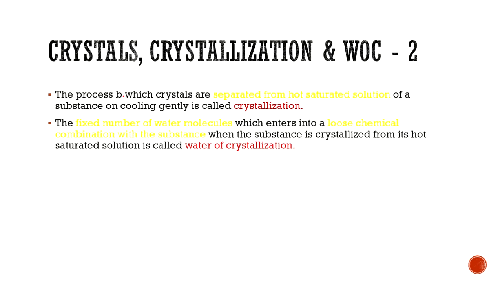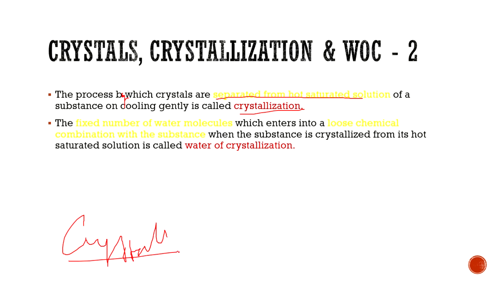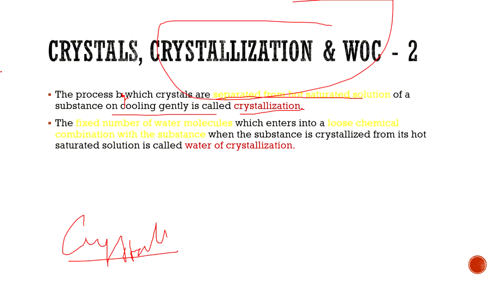The process by which crystals are separated from a hot saturated solution of a substance on gentle cooling is known as crystallization. You get these crystals, and you separate them from the hot saturated solution on cooling gently. This process is known as crystallization.